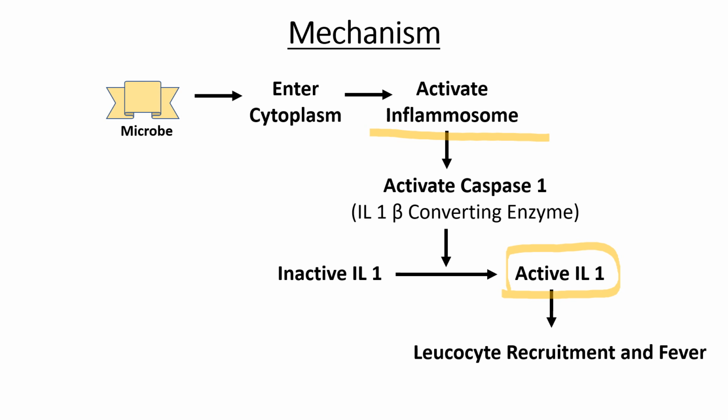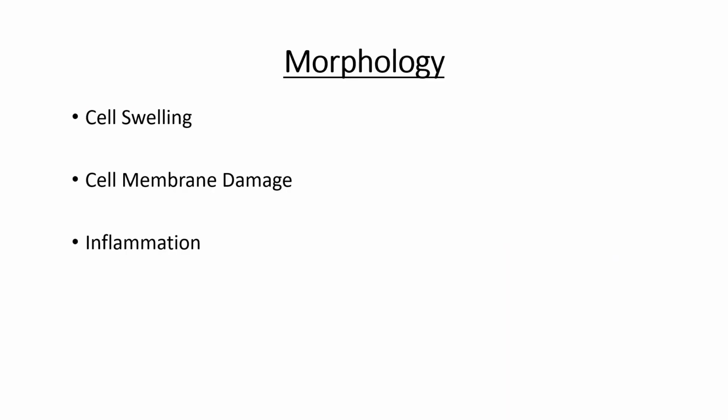Sometimes it may be asked as an MCQ in your PG entrance examination as well, which caspase gets activated in pyroptosis? Caspase 1. Which interleukin gets activated in pyroptosis? That is interleukin 1. Now moving on to the morphology. The morphology is similar to necrosis, that is cell swelling, cell membrane damage and inflammation.